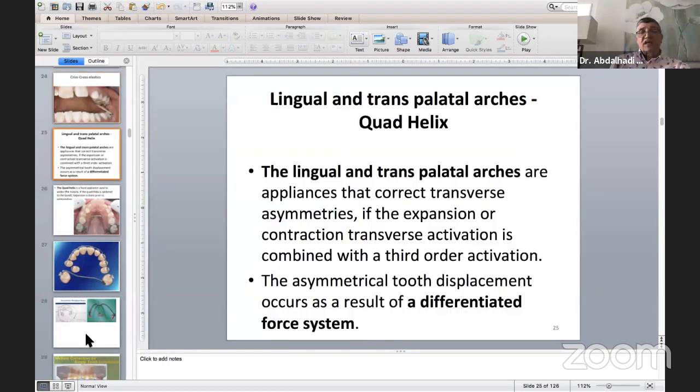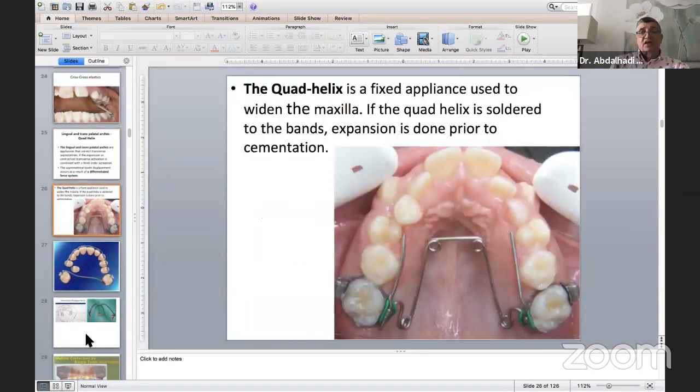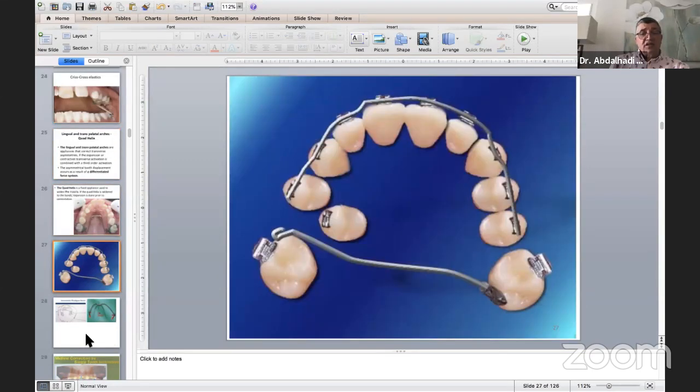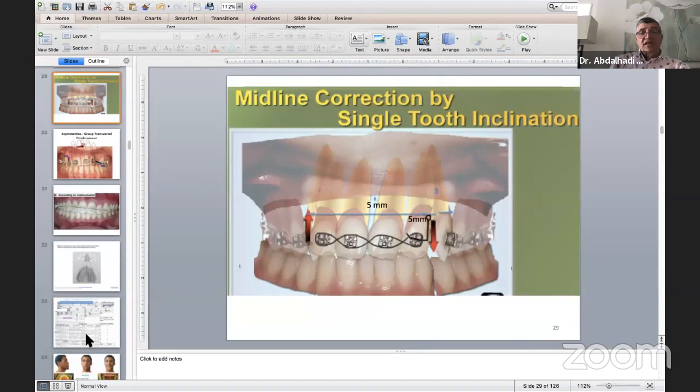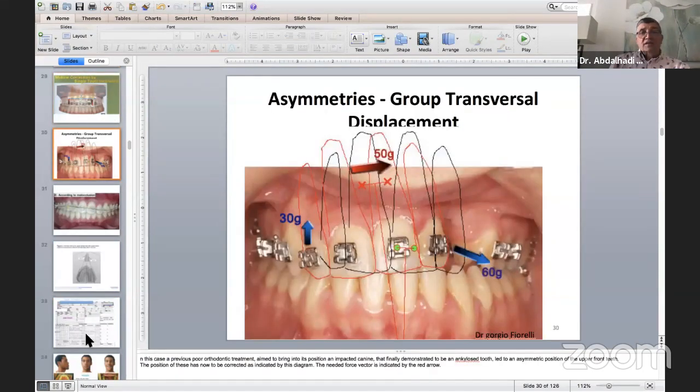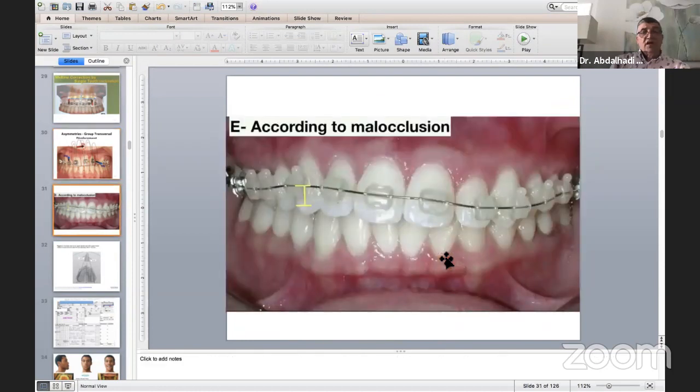We can use lingual transpalatal arch, TPS, or quadrilex also to correct this midline deviation, or the headgear, variant of headgear in case of asymmetry force. And the cantilever, we can use cantilever to correct an asymmetry force by displacing this cantilever. This photo from Dr. Giorgio Fiorelli.